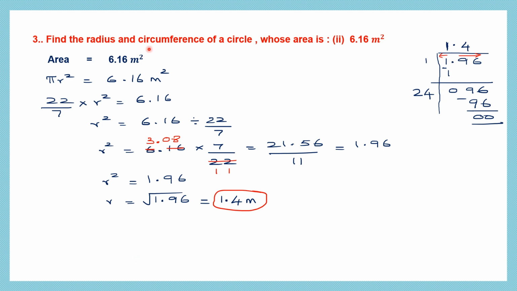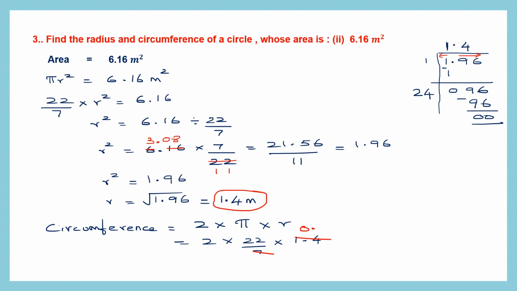Now the second one is circumference. We have to find the circumference of the circle. And to find the circumference, once again, we use the formula. So circumference is 2 into pi into r. So that is 2 into 22 by 7 into r, which is 1.4. Now look at this, 1.4. 7 into 2 is 14, but this is 1.4, so we can say 7 into 0.2. So 7 into 0.2 is 1.4.